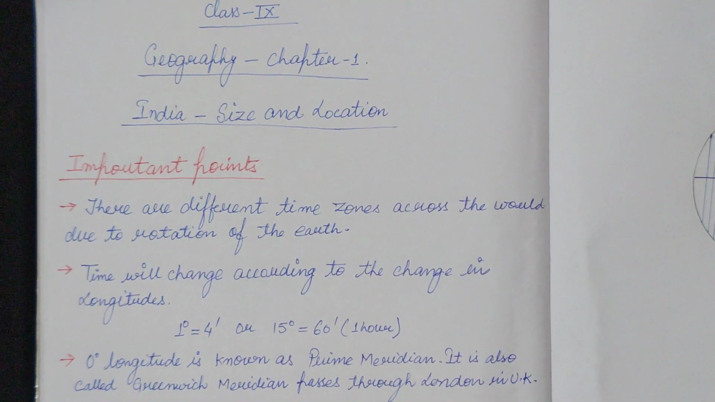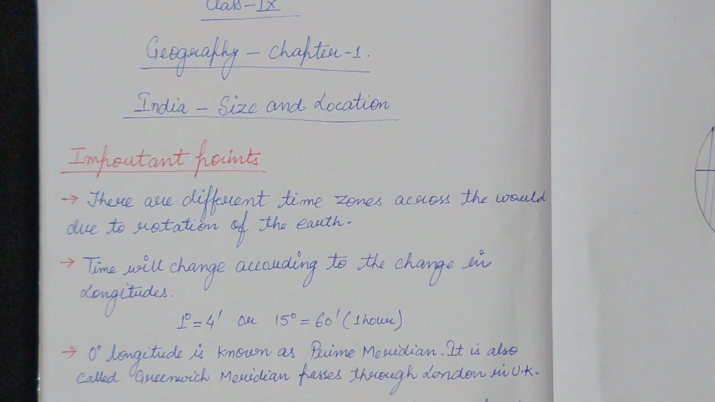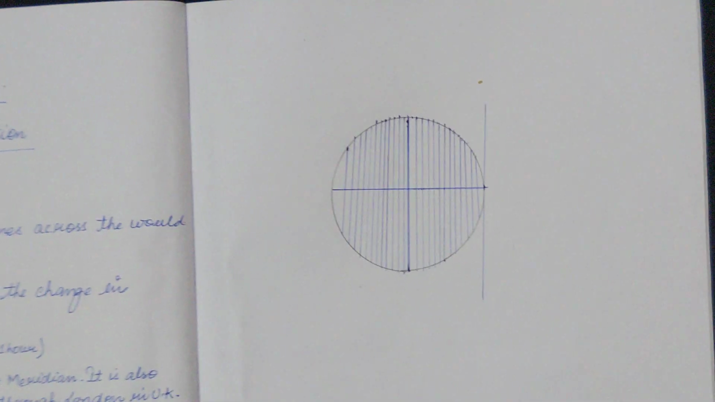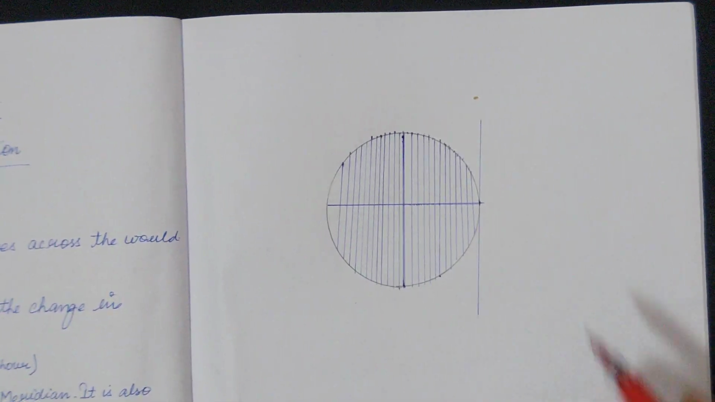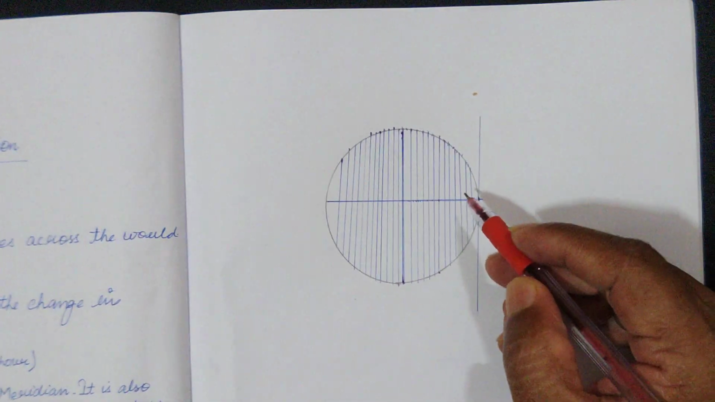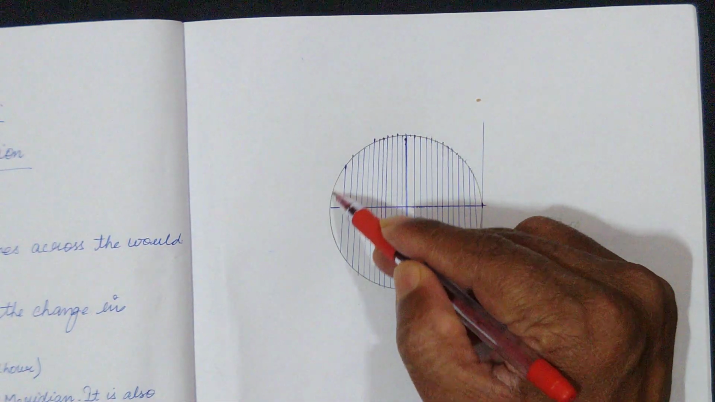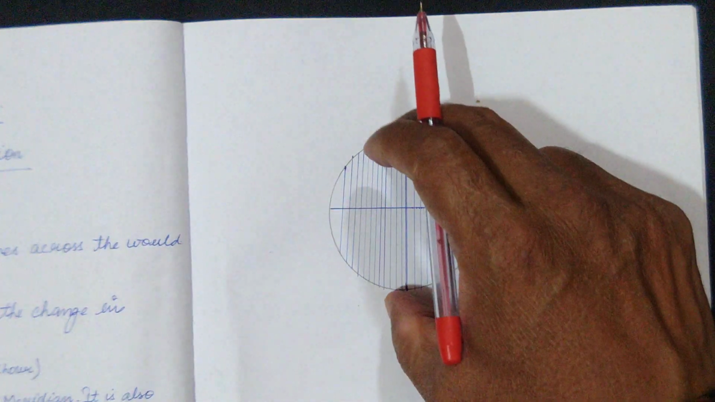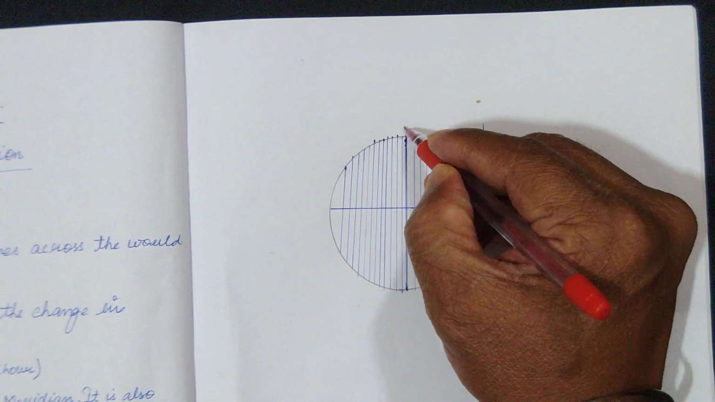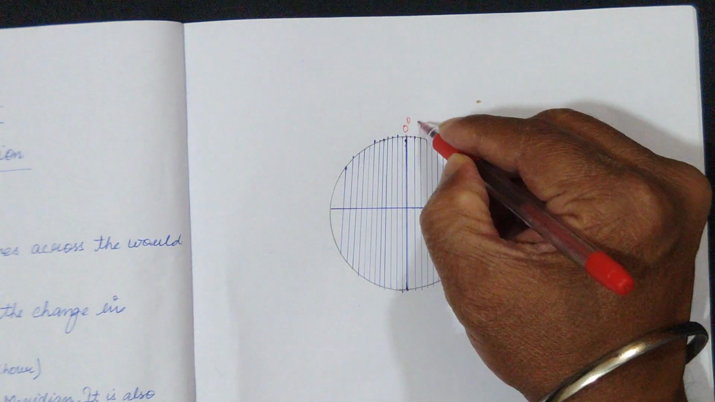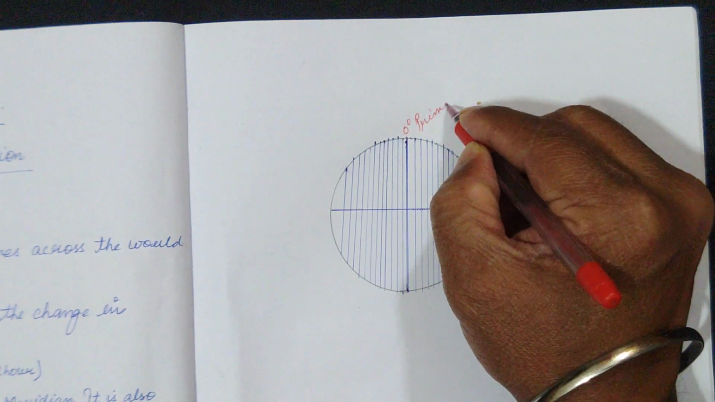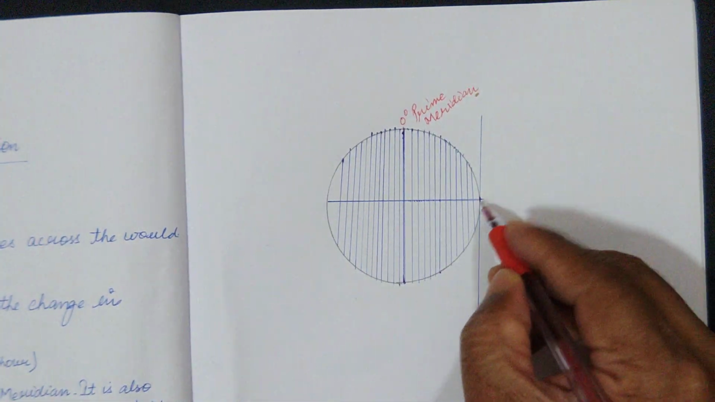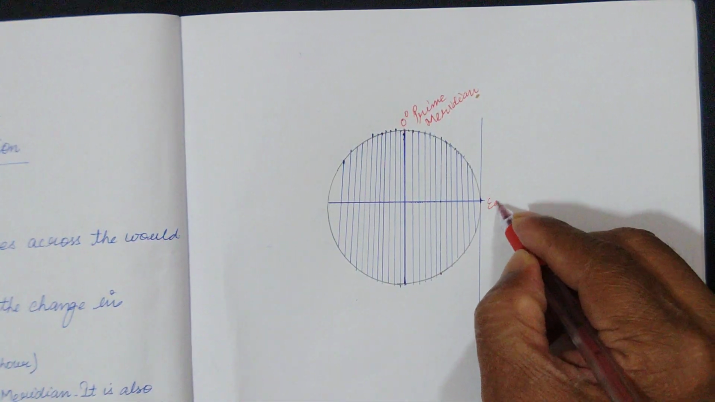I want to make you understand all these concepts through the figure only. I am going to explain all the points which I have discussed recently. Suppose this is a globe, and at the midpoint of the globe, this is the 0 degree longitude, and it is known as the prime meridian. And 0 degree latitude is the equator.